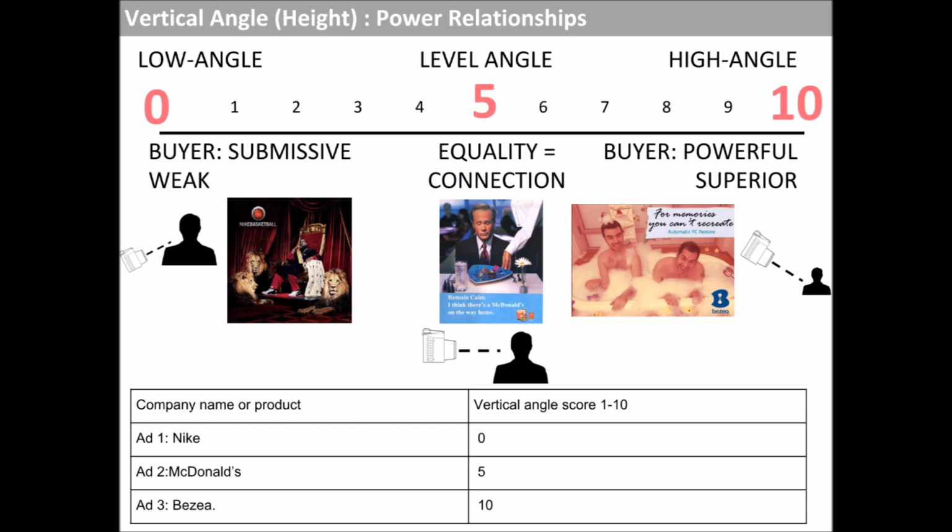If your ad emphasizes balanced equality, by placing the buyer and the subject at the same vertical level, mark it as a level angle example with a score of a 4, 5, or 6. If your ad features a raised camera that gives the buyer a feeling of superiority or power, mark it as a high angle example with an 8, 9, or 10.